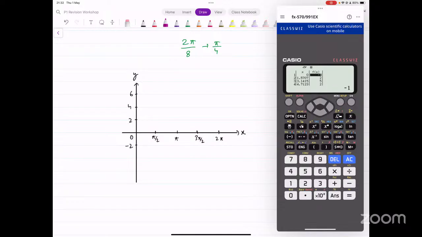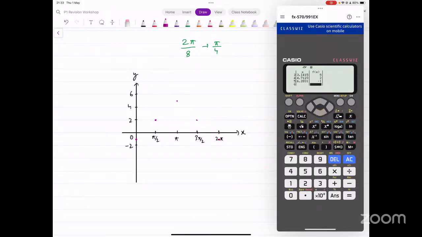At 0, we've got minus 1. That will be here. At pi over 2, we have 2. And then the next value is 5. And then the next value is 2, and the next value is minus 1 again. These are the points that you have.